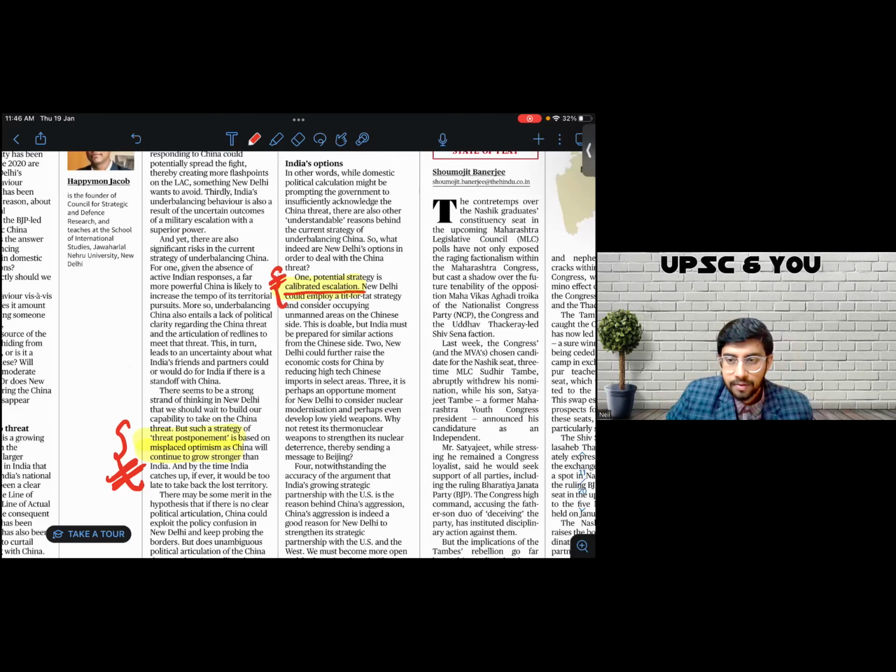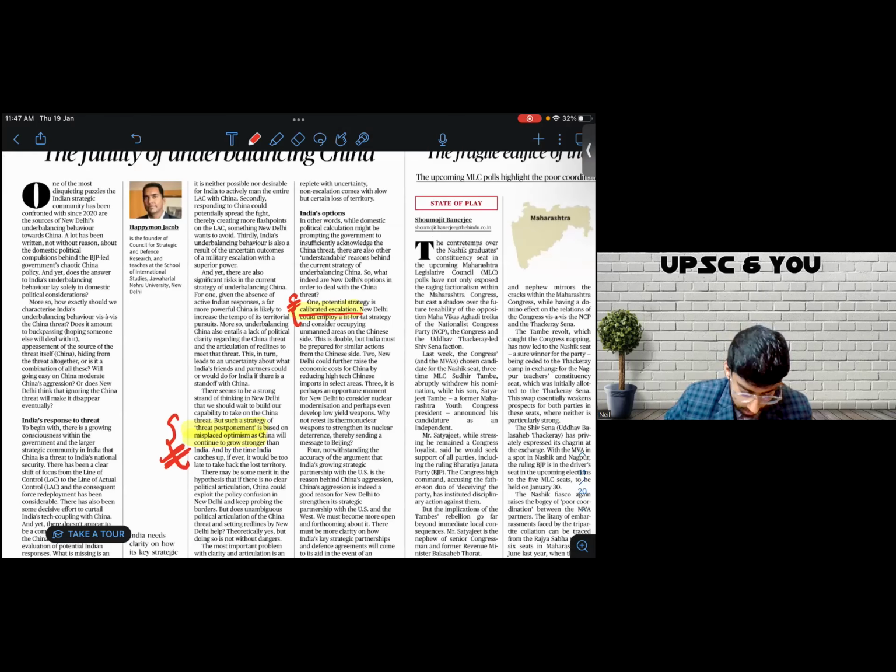So in the issue between India and China, I can use this keyword of calibrated escalation instead of going full throttle to a war-like situation. You can escalate it in a calibrated manner so that your grievance is also taken care of, but you're not escalating it to a war-like situation.